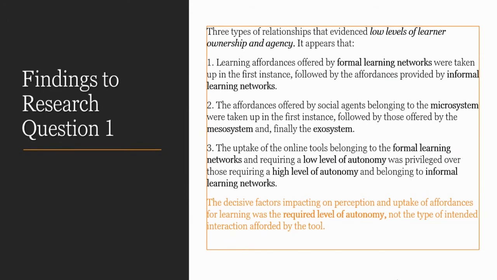So the findings to the first question, I think there are three findings with quite an interesting conclusion at the end. The first one is that the learning affordances offered by formal learning networks were taken up in the first instance, followed by the affordances provided by informal learning networks. So you see, I think that there is some pattern, or developmental pattern, or gradation emerging from what I discovered. The second, affordances offered by social agents belonging to the microsystem were taken up in the first instance, followed by those offered by the mesosystem and finally by the exosystem.